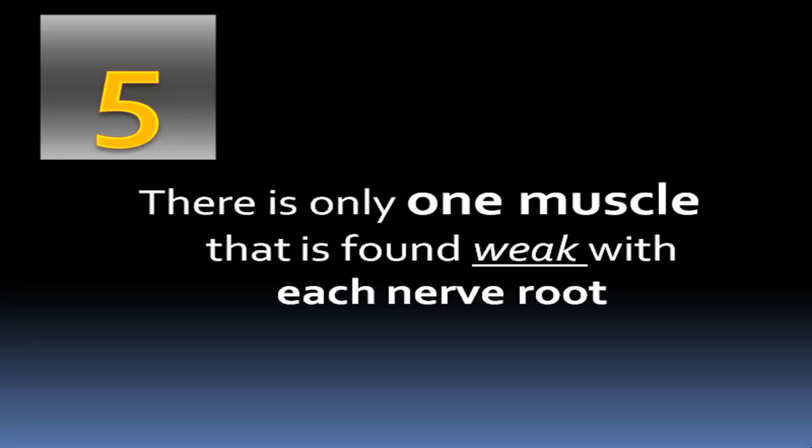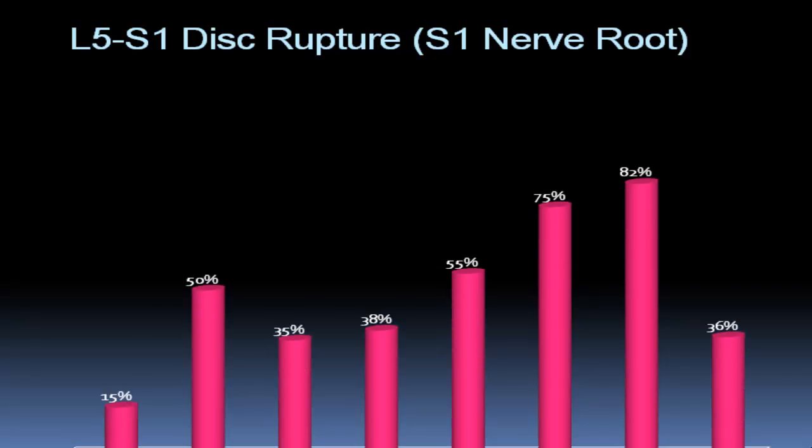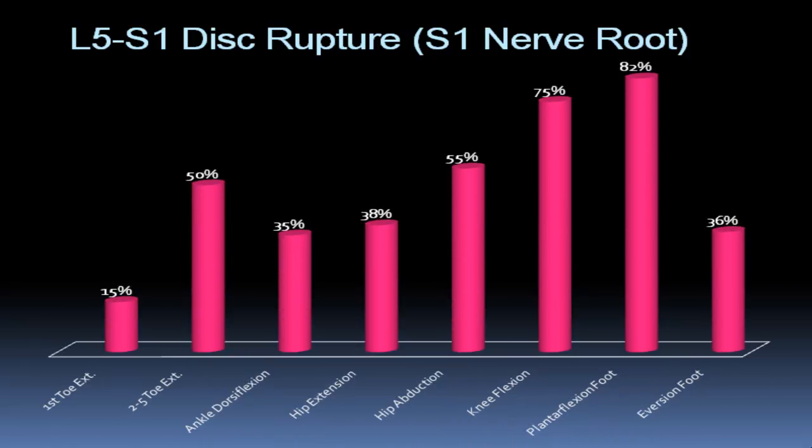In one study where patients with known nerve root involvement were tested for muscle weakness, the percentage of patients with an L5 or S1 nerve root involvement were listed for a number of movement pattern weaknesses. These included dorsiflexion and plantar flexion of the ankle or toes, foot eversion, knee flexion, and hip abduction. Looking at S1, we expect a high percentage of weakness for plantar flexion, which we see here at 82%, meaning 82% with an S1 involvement had that weakness.